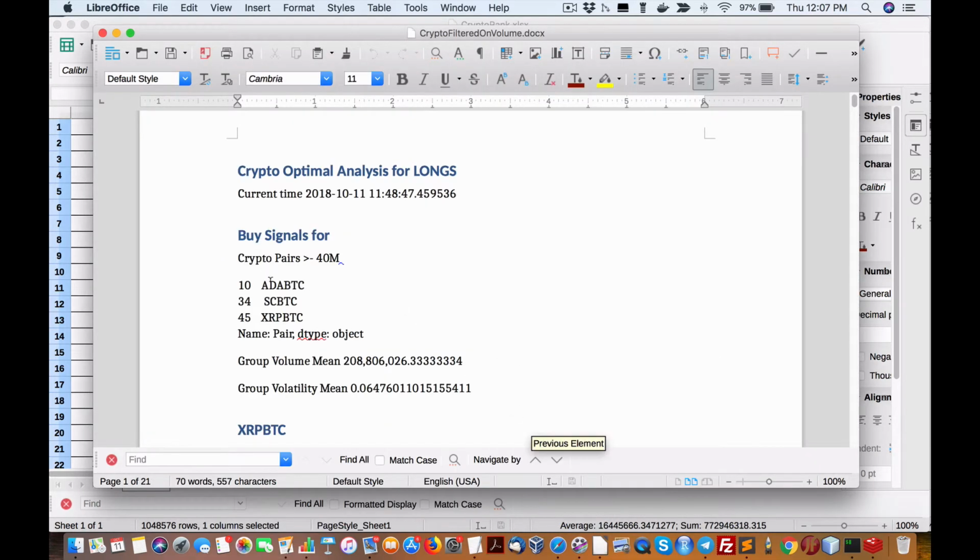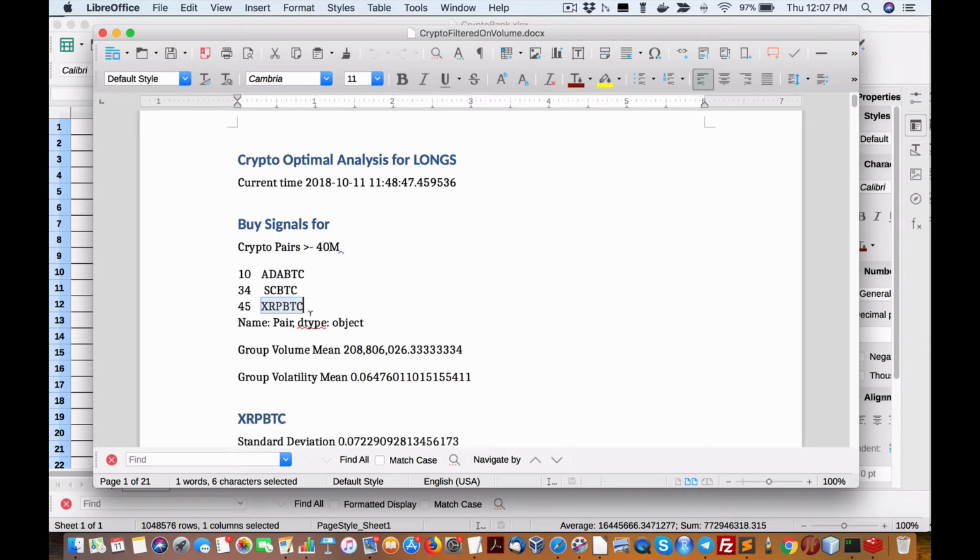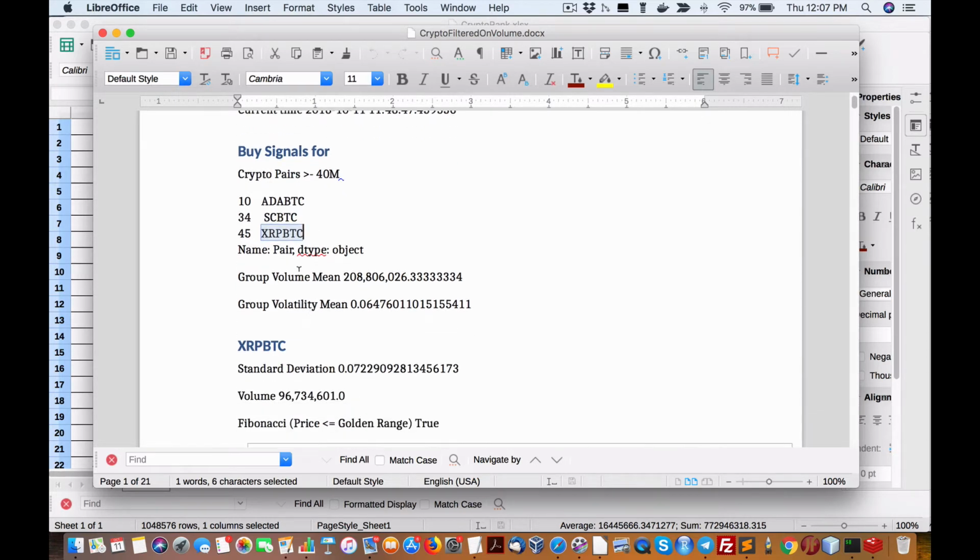So what we have here is we have ADA, which is Cardano, Sia coin, which can do quite well, and XRP, which I believe is Ripple. So this is how it works. And this is really important for metrics we can gather. Now, here's the other thing. These are for crypto pairs that are over 40 million for, I believe, the day or the month. But it will only go after the more liquid crypto pairs.